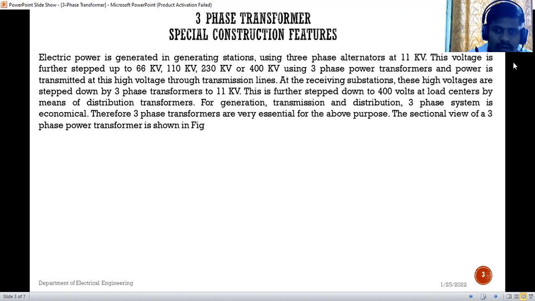So the transmitted voltage, that means the higher value of voltage, can be transmitted. So this voltage can be stepped down to the consumer usable voltage.